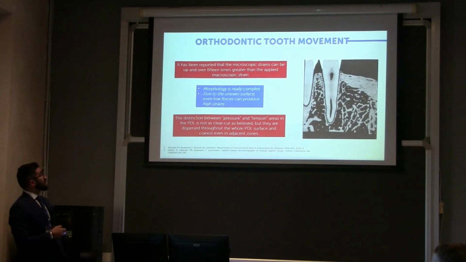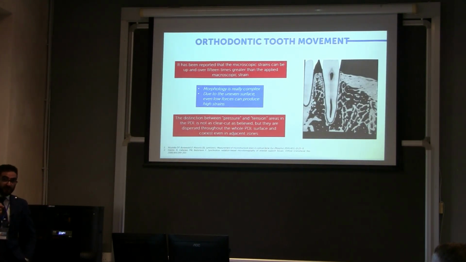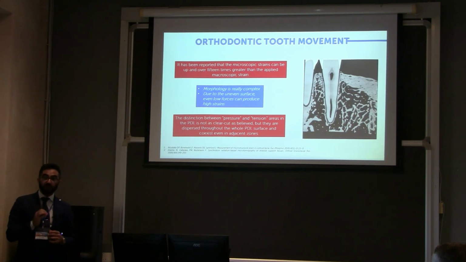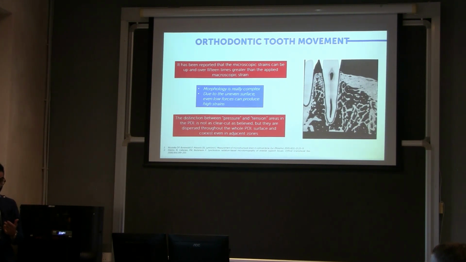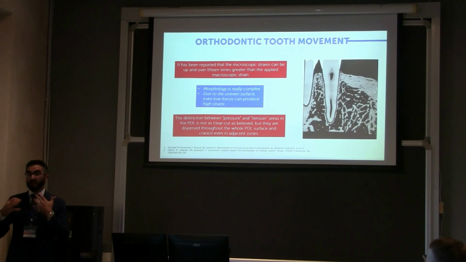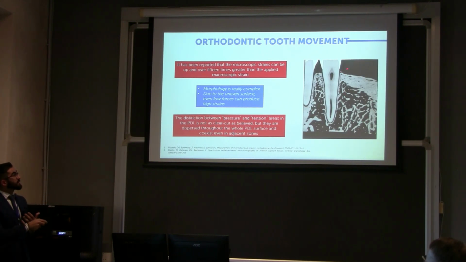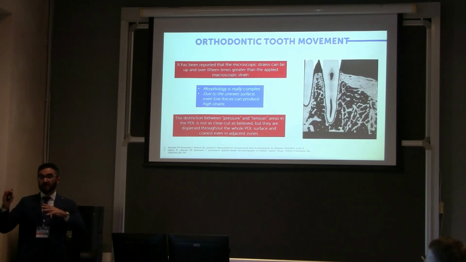But more interestingly, the strains that we measure at the microscopic level are way higher than what we measure at the macroscopic level. So in reality, cells are experiencing higher stress than what we measure based on the force that we're applying on the crown, for example. One of the reasons is that the morphology of the interface is very complex, and the surface of the alveolar wall is not even, but we have depressions and peaks.